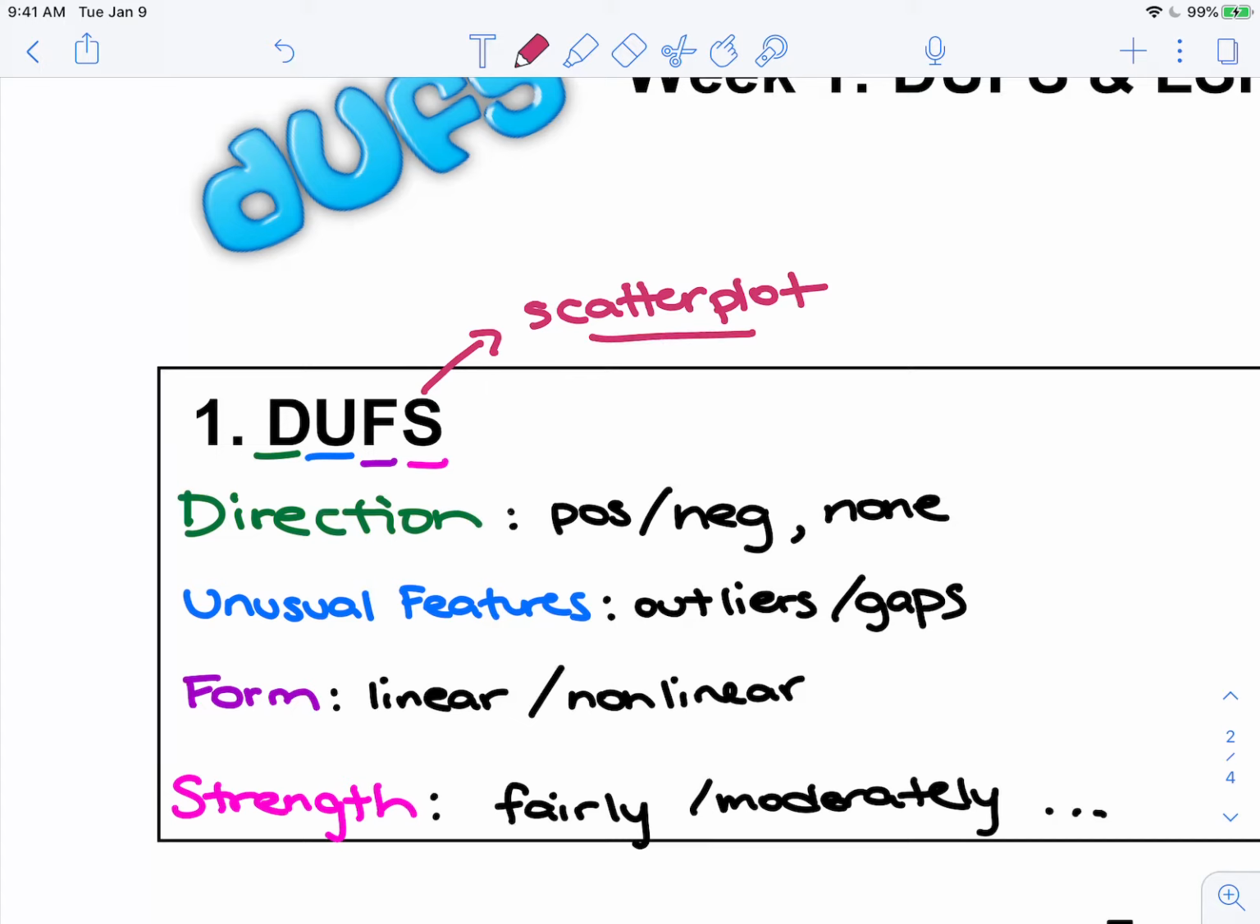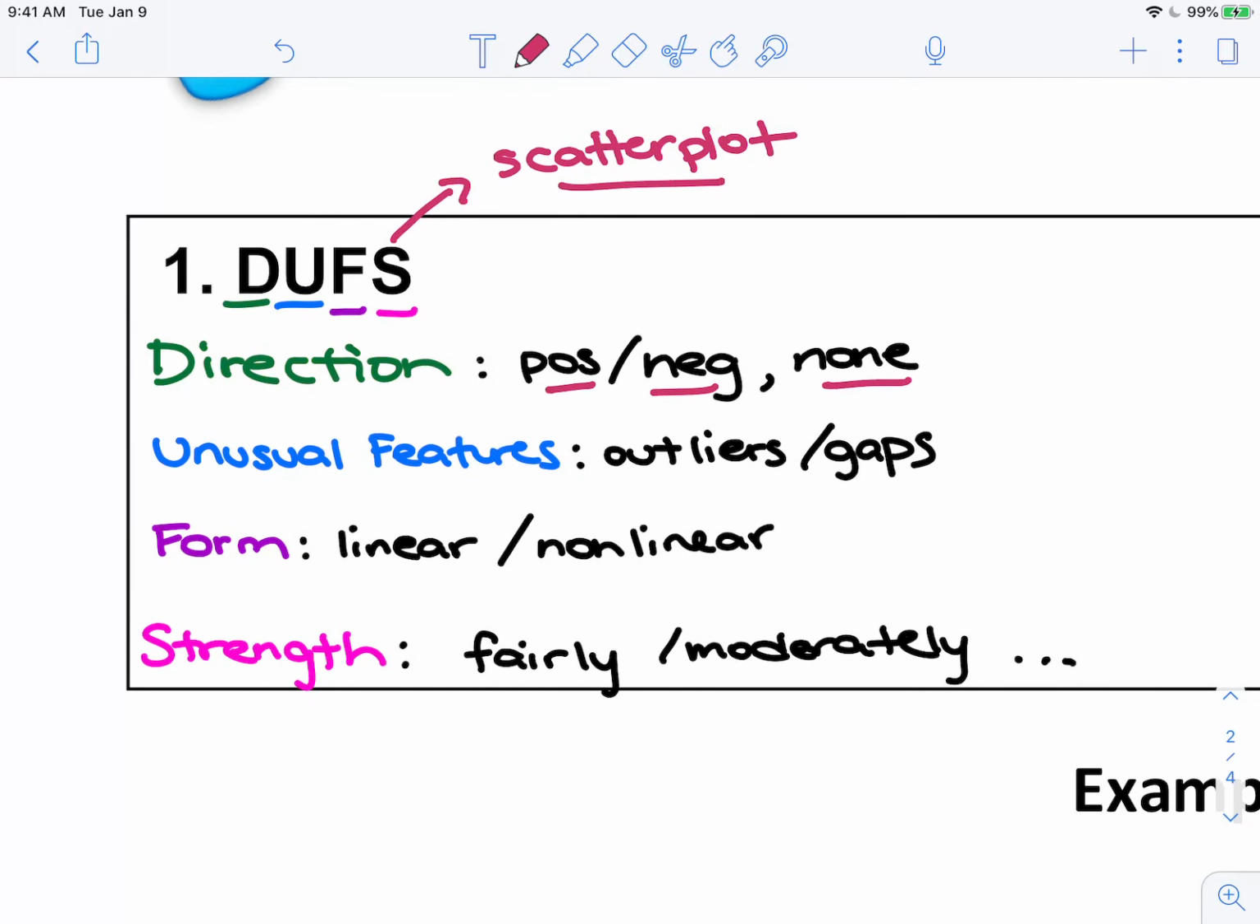the y. Direction, okay, so you're either going to have positive, negative, or maybe there's no direction at all. But my hunch is if they give you a scatter plot, it's probably going to be positive or negative, usually. Unusual features, so that's outliers, possible gaps, maybe clusters all around one area, similar to the outliers and unusual features of SOX. F is for form, it's going to be linear or it's going to be nonlinear. If it's nonlinear, you have other options like exponential, quadratic, whatever. In AP Stats, we usually just stick with saying, hey, it's nonlinear or linear.